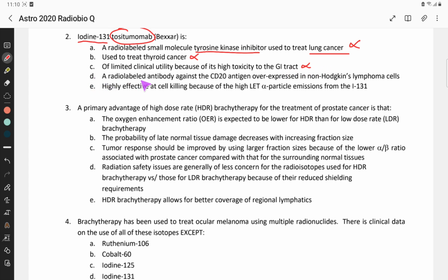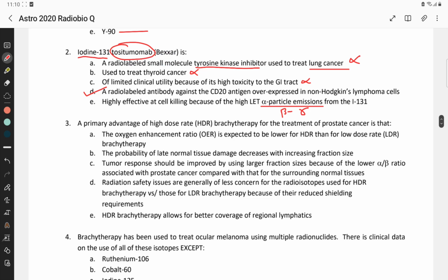Option D, it is a radiolabeled antibody against CD20 antigen overexpressed in NHL cells. So this is the right answer. Option E, it is highly effective in cell killing because of high LET alpha particle emissions from iodine 131. No, it does not have alpha particle emission, it has beta minus and gamma emissions. Now, without even knowledge of tositumomab, you could have answered this correctly, because if you know that MAB is a monoclonal antibody, this is the only option which has an antibody in it. So even without knowing any info about it, you could have answered this correctly.